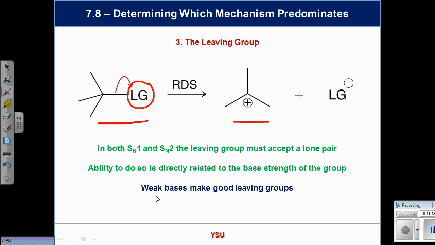And then this is a general statement that you should be aware of. Weak bases make good leaving groups. Things that have strong conjugate acids are weak bases, such as I-, Cl-, Br-, H2O. They're all good leaving groups because of that.